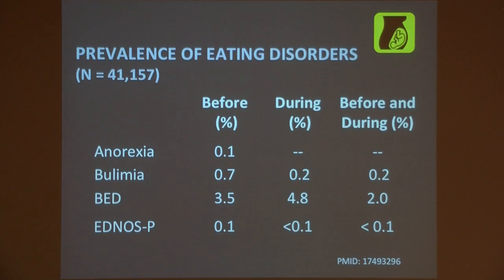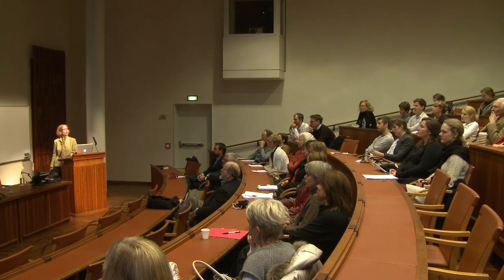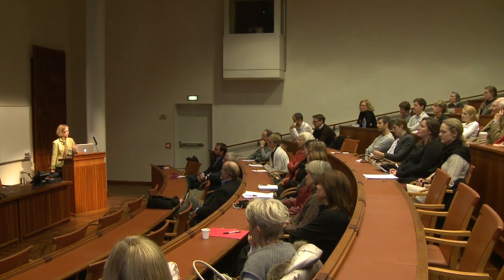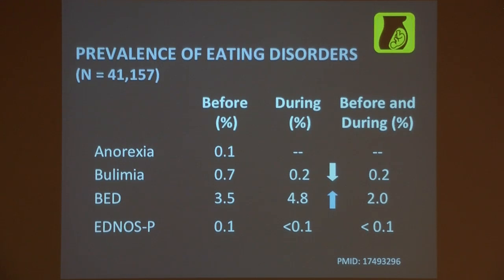But we did look at it for the other eating disorders. What we found was that during pregnancy, if you compare the prevalence before and during, the prevalence of bulimia goes down in these women. The prevalence of binge eating disorder, interestingly, goes up during pregnancy. And this is clearly differentiating between just the ravenous hunger you get when you're pregnant sometimes and actually having an out-of-control binge. And the prevalence of EDNOS-P went down.